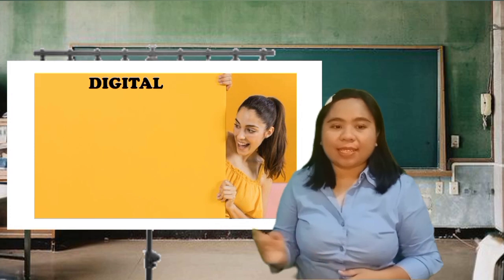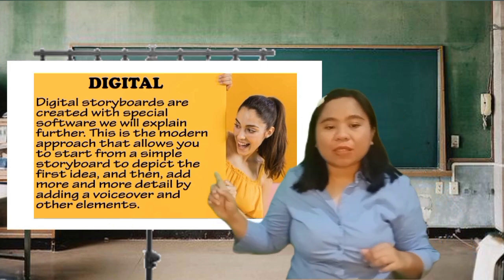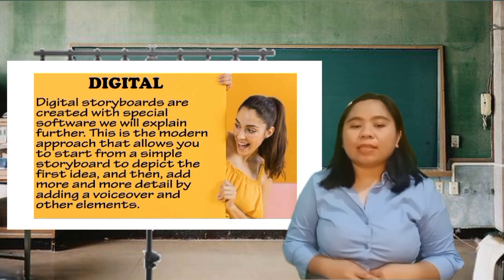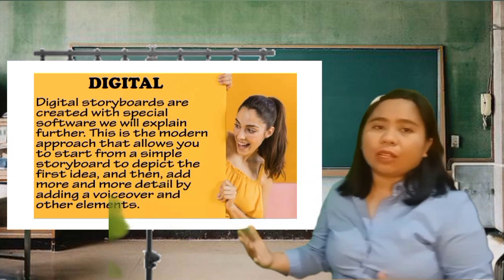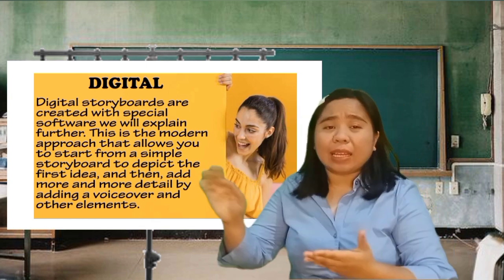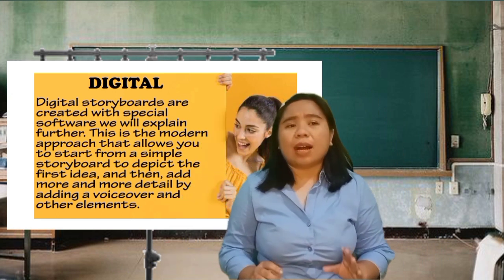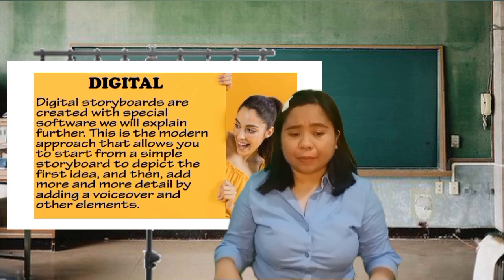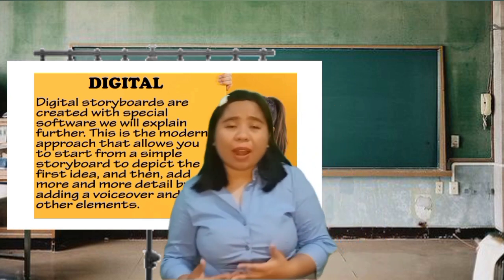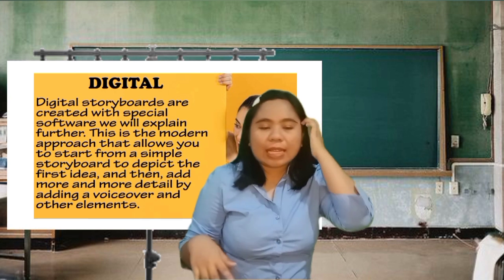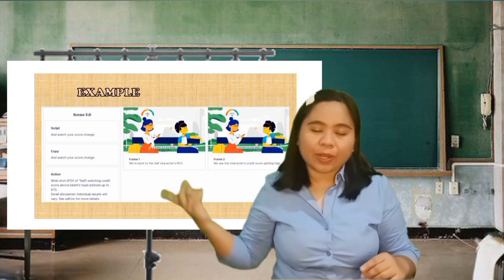The next storyboard is the digital storyboard. For the digital storyboard, the storyboards are created with special software. This is the modern approach that allows the filmmaker or the storyboard maker to have their ideas created with the use of computers or any phones that are good for making a storyboard. It is very convenient nowadays because all of us are using phones or laptops, and we are so familiar with the features. An example of a digital storyboard is here.